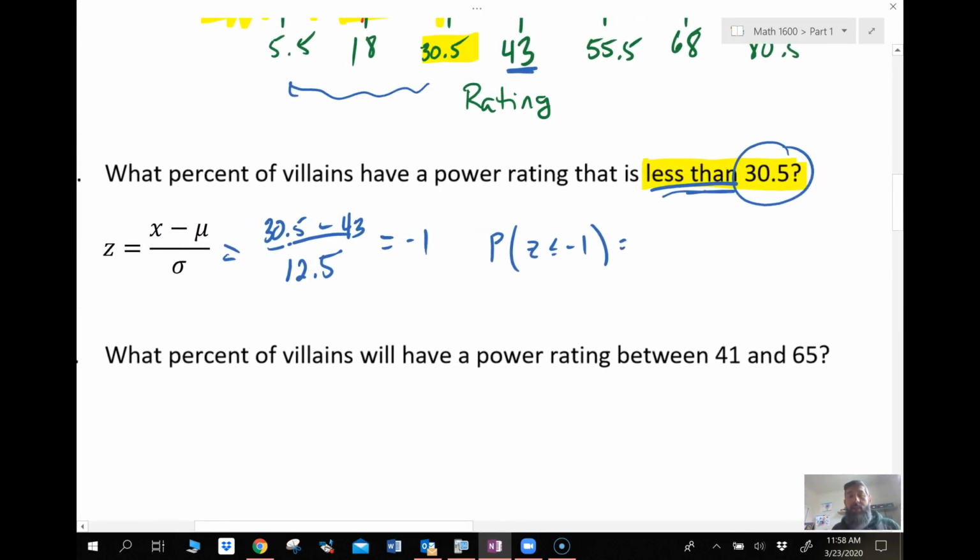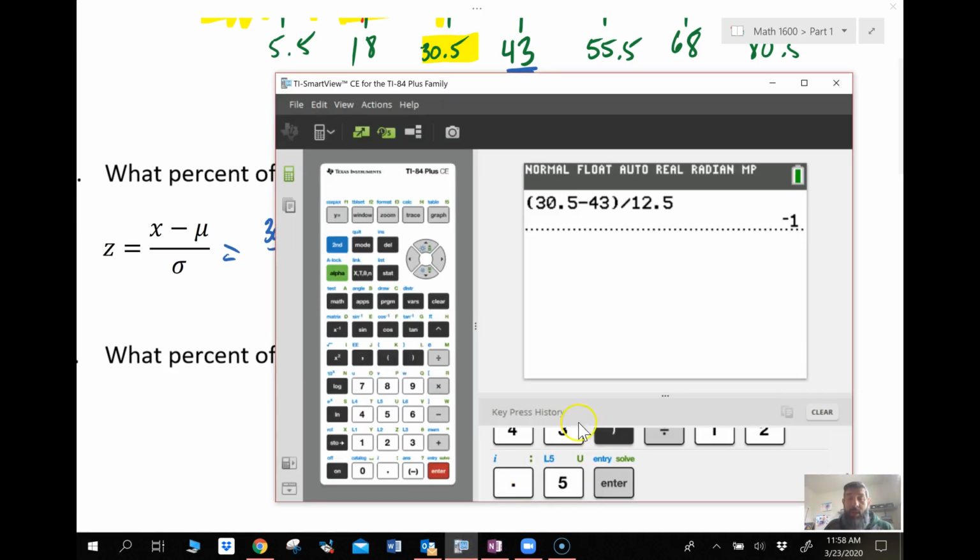Now, in order to find this probability, I can use my z-table. If you want to know how to use a z-table, I have a video on using a z-table. You can use a z-table, you can use a TI-Inspire, you can do that too. But for this video, like I said, we're using a TI-83 or 84. So we're going to take a look here.